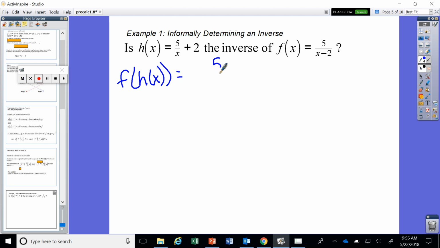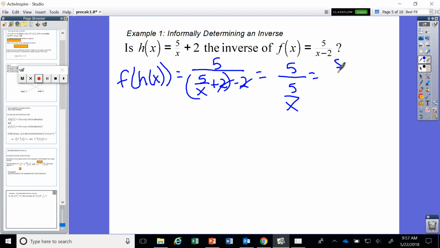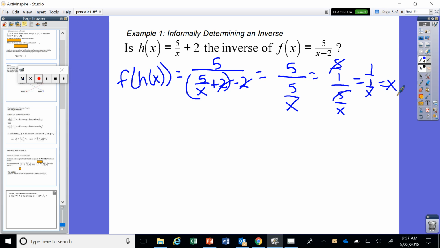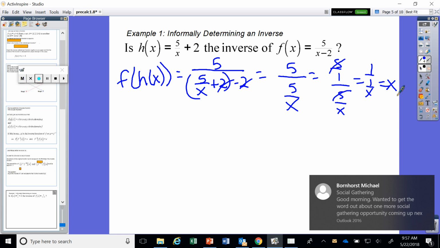All right, well, 5 over (5 over x plus 2) minus 2. Well, those 2's are going to cancel. I get 5 over x. And then, hey, remember, this is like 5 over 1 over 5 over x. The 5's will cancel when it's all said and done, and we end up just getting 1 over x. It's because that reciprocal we can swap over and it gets flipped. Okay? And so since we did, in fact, get x as our return, it does show and it does prove that h was the inverse of f in this particular example.